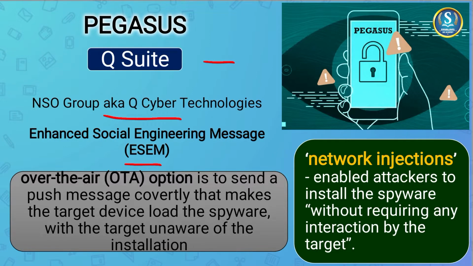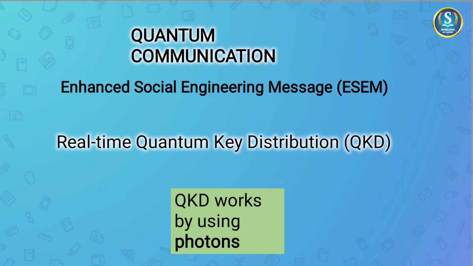Pegasus is one such software. It can achieve zero-click installations. It uses various ways, and one such way is this over-the-air option. The target will not know a spyware is running behind in the system unless the device is scanned at a digital security lab. The next topic is about quantum communications.